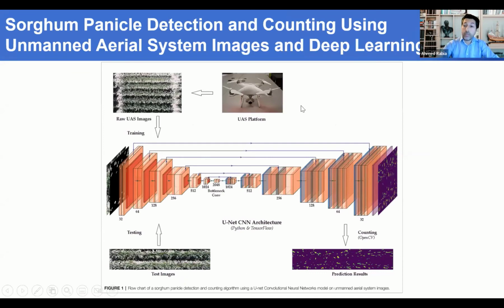So again, we used the quadcopter to fly. By the end of the season, before the harvesting, we flew the drone again at 20 meters height, and we captured images of the whole crop. We used these images to delineate the sorghum panicles, and then we trained the model to only detect the panicles, the small yield. Based on this detection, we can predict how much yield we have in the field.